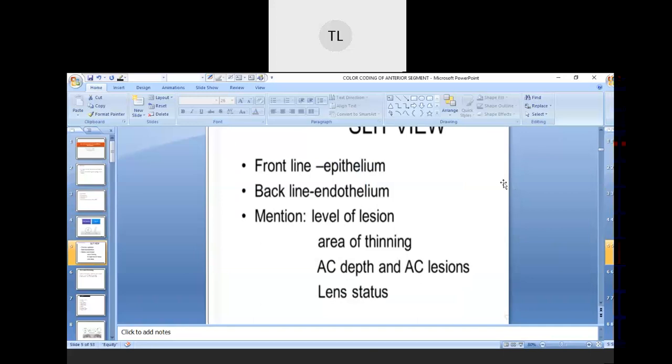Like I said, in the slit view, the front line indicates your epithelium, and the back line indicates your endothelium. The importance of the slit is that it will tell you the level of the lesion, the depth of the lesion, and the area of thinning, which area has undergone thinning, whether it is central or peripheral. This will also tell you about the AC depth, the AC lesion, and the status of the lens.